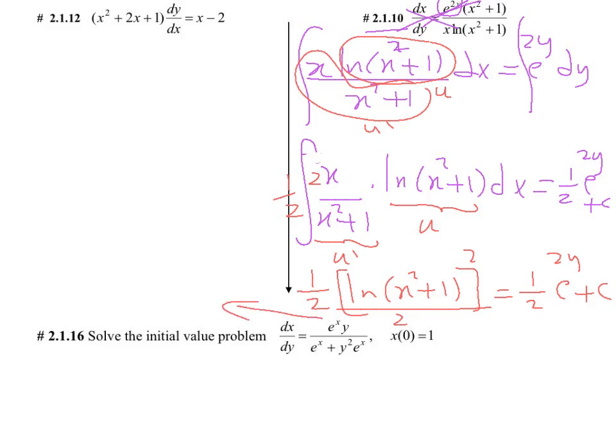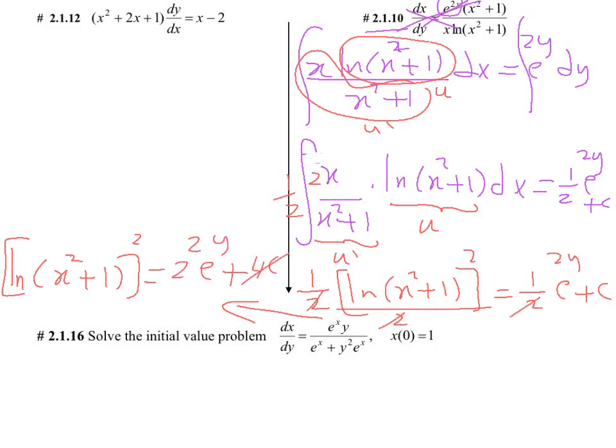This can be written as, if you multiply both sides by 4, left side will become ln x squared plus 1 square, because this will cancel if you multiply by 4. Other side will be 2 e to y, because this will cancel with 4, and then 4c here, which can be written as another c.